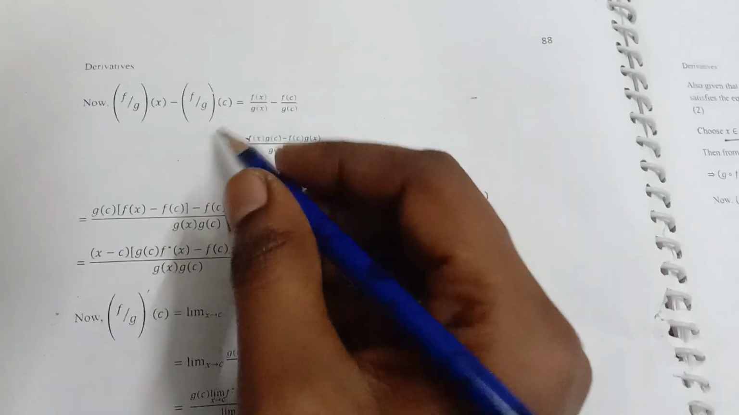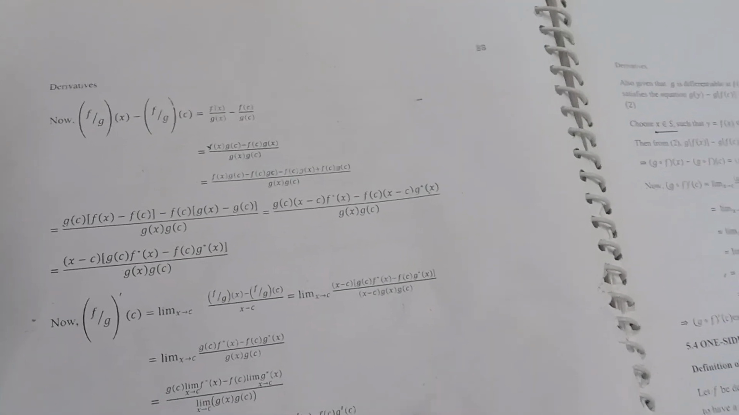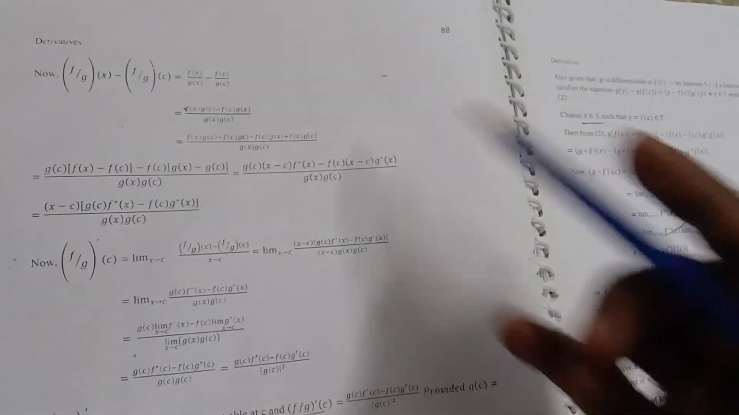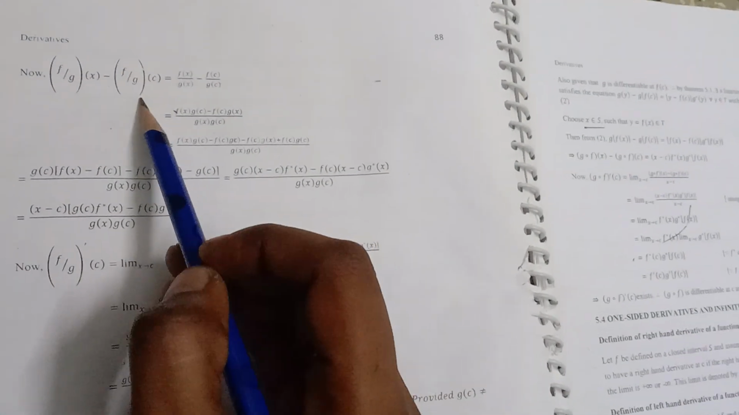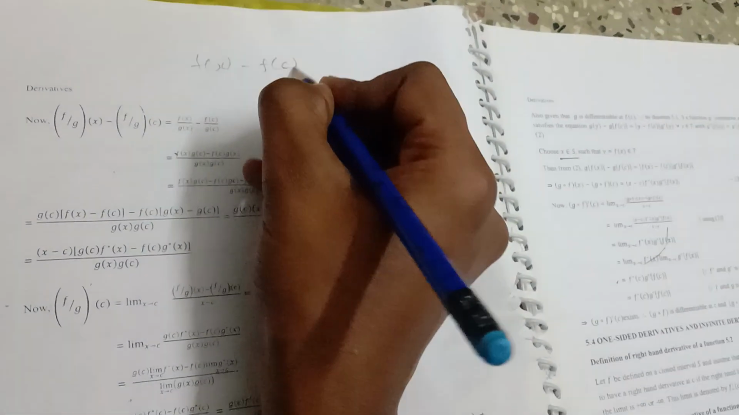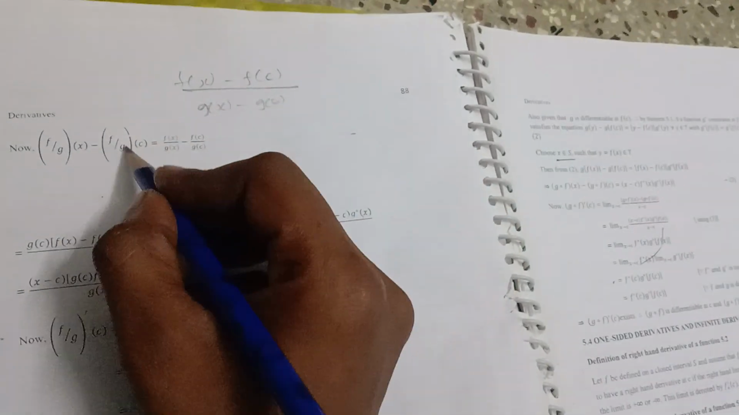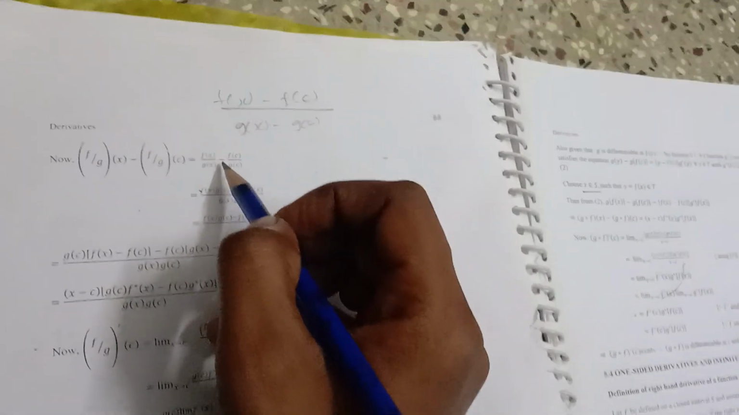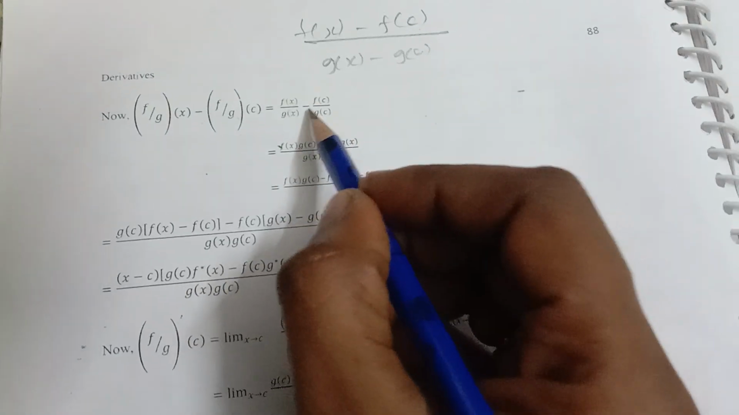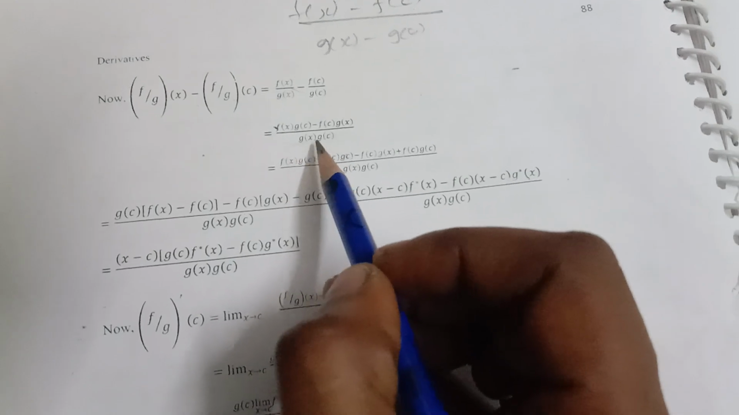So for that division, f by g at x minus f by g at c, divided by x minus c. f of x divided by g of x minus f of c divided by g of c. This is written in this form. So we cross multiply: f(x) g(c) minus f(c) g(x) divided by g(x) g(c).